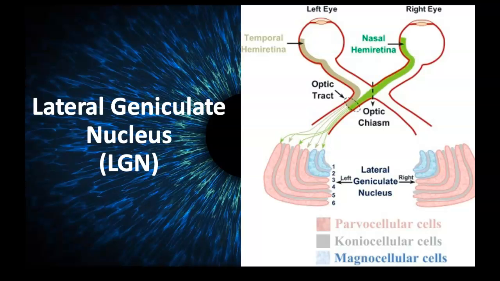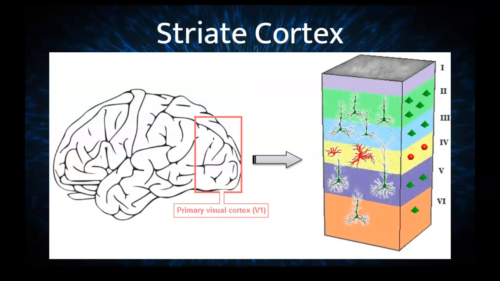So, where do the signals go after the LGN? To the striate cortex. Also known as V1 and the primary visual cortex, the striate cortex receives information from the LGN. It is the first cortical region to combine visual information.